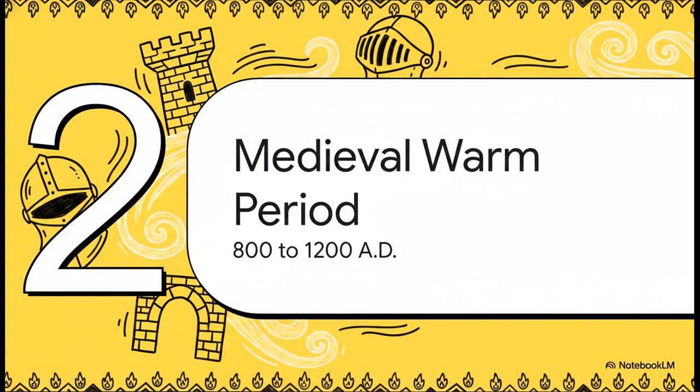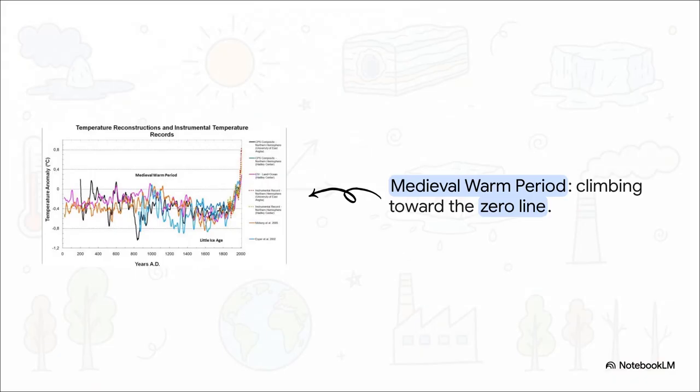Section 2, the medieval warm period, 800 to 1200 AD. Notice what happens as we track the data year by year past 800 AD and look toward the year 1200, right up in the upper middle of the chart where scientists have literally placed the label medieval warm period.